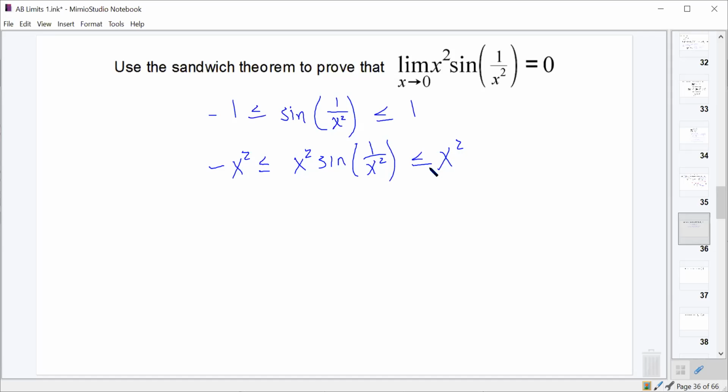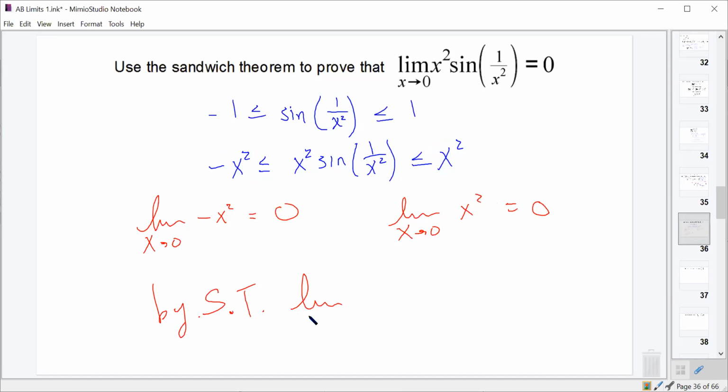Yes. All right, so all we have to do then is show that the limit as x approaches 0 of this is the same as this. And whatever we get, which should be 0, we hope, should be the limit of the center one, the one that's squeezed between. So what's the limit as x approaches 0 of negative x squared? 0. And what's the limit as x approaches 0 of x squared? Also 0. So 0, and so by the sandwich theorem, we can say that the limit as x approaches 0 of x squared sine 1 over x squared is also equal to 0. Easy enough.